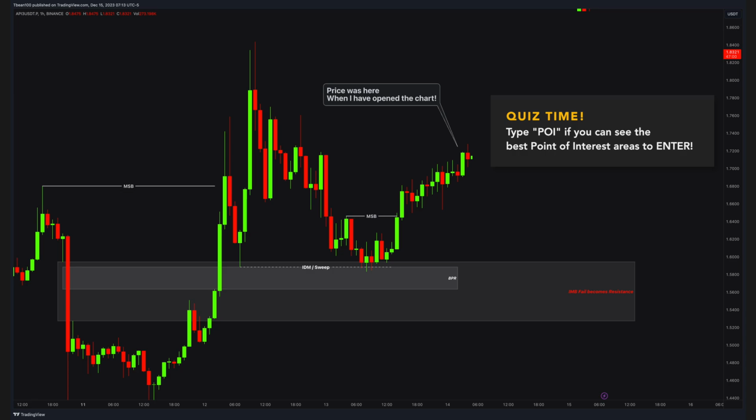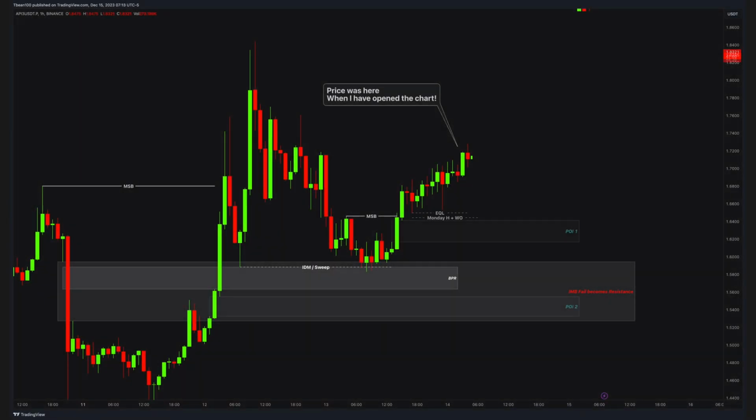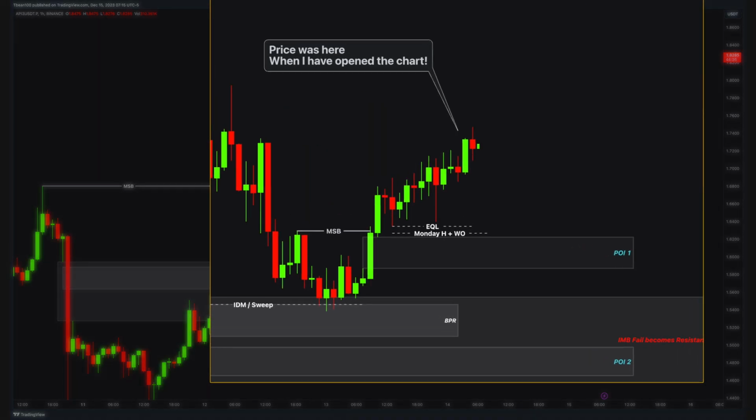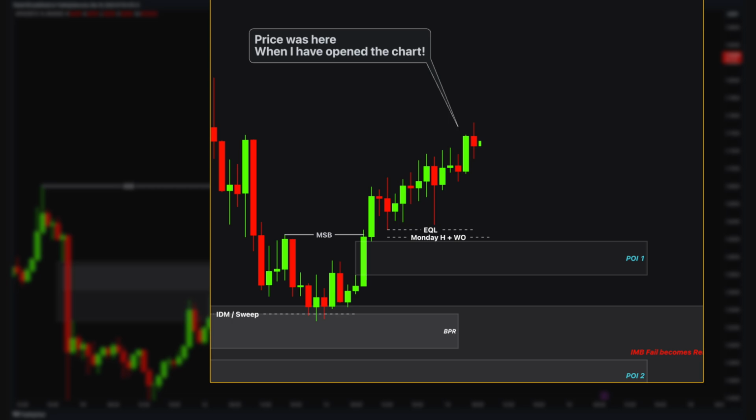I have 2 important POI areas. First one is here. Notice the giant imbalance here. But also notice this tiny equal lows right above the imbalance. And it was also the area of Monday high and weekly open point. This was a crazy POI area actually. Great gas station if you know what I mean.